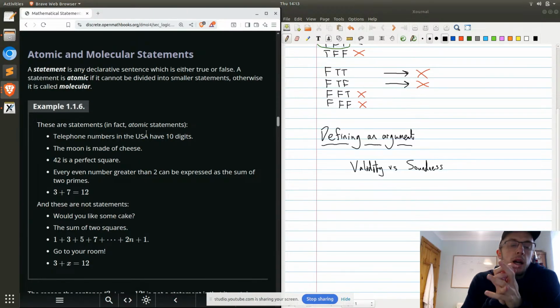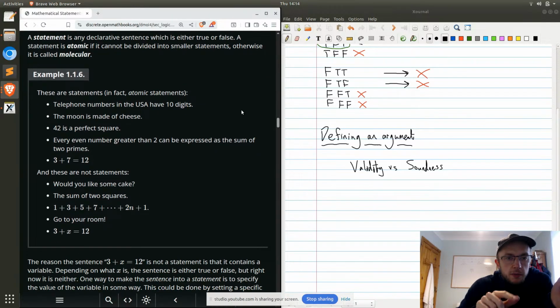Next up, atomic and molecular statements. A statement is any declarative sentence which is either true or false. A statement is atomic if it cannot be divided into smaller elements. Otherwise, it is called molecular. For example, these are statements that are atomic. Telephone numbers in the USA have 10 digits. The moon is made of cheese. 42 is a perfect square. Every even number greater than 2 can be expressed as a sum of 2 primes. And 3 plus 7 equals 12.